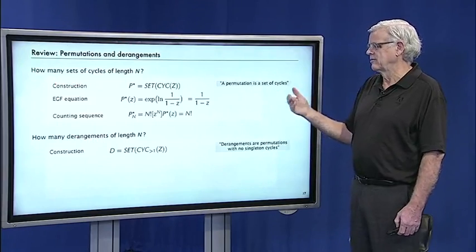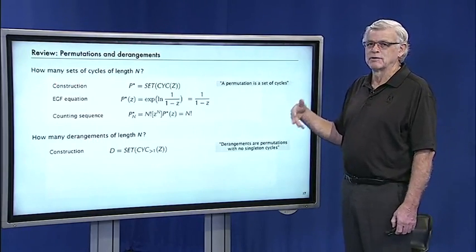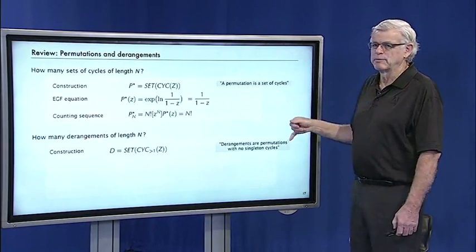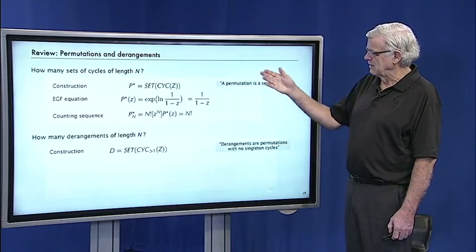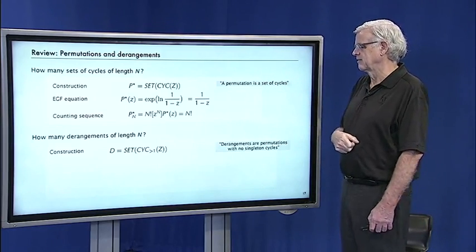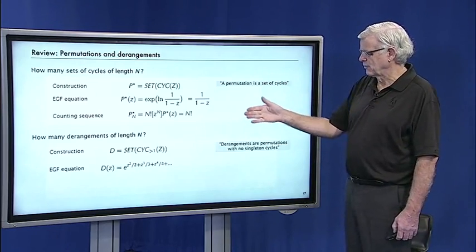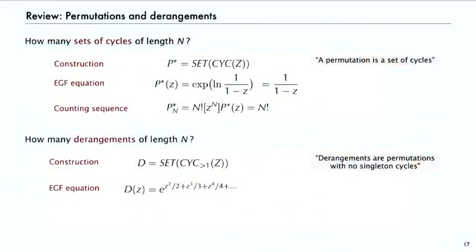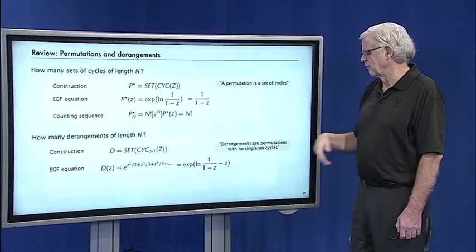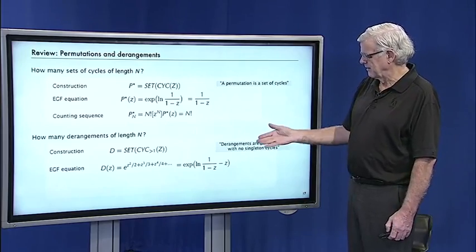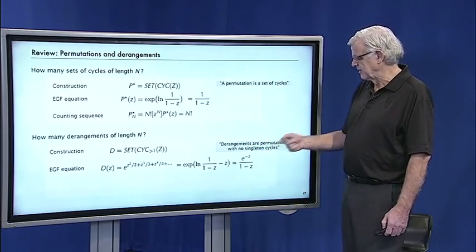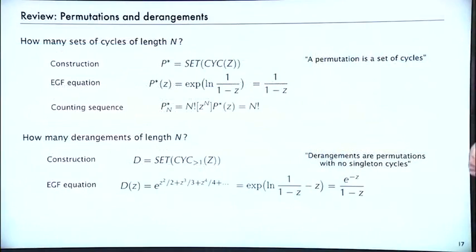And if you want to extend the same analysis to count the number of derangements, that's the permutations with no singleton cycles, then we just restrict the length of the cycle to be bigger than 1, which corresponds to leaving off the z in the natural log of 1 over 1 minus z. So the natural log of 1 over 1 minus z, minus z, is z squared over 2 plus z cubed over 3, and so forth. And then that's e to the minus z over 1 minus z.